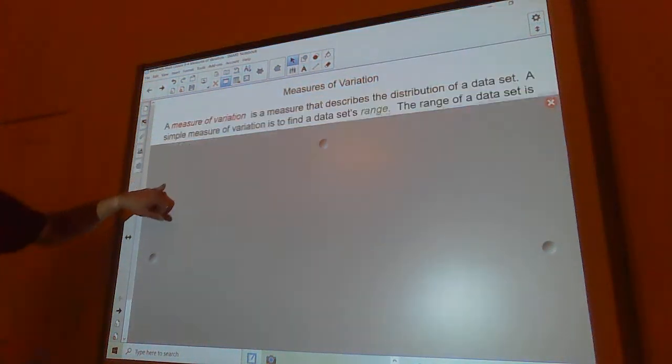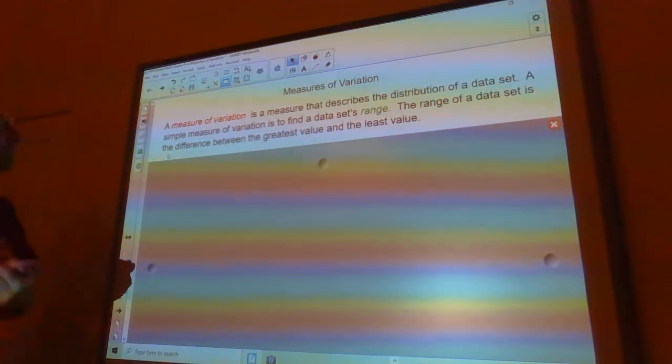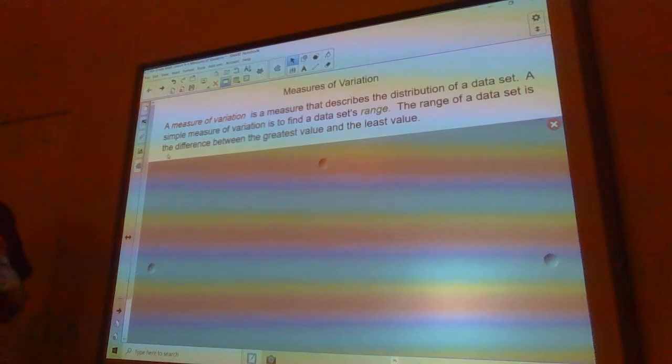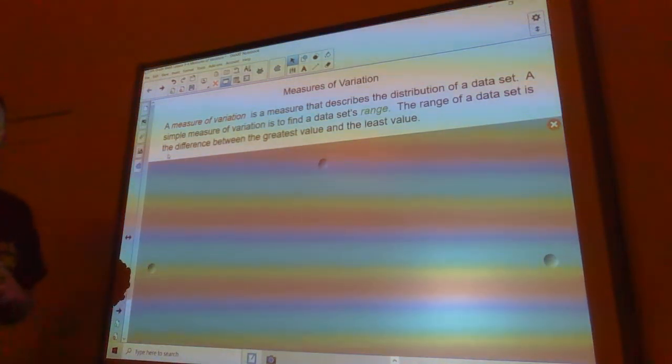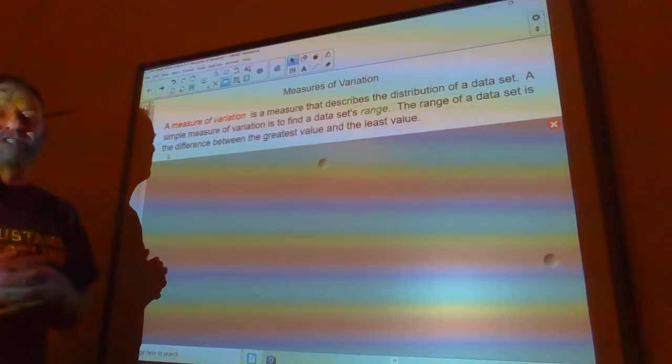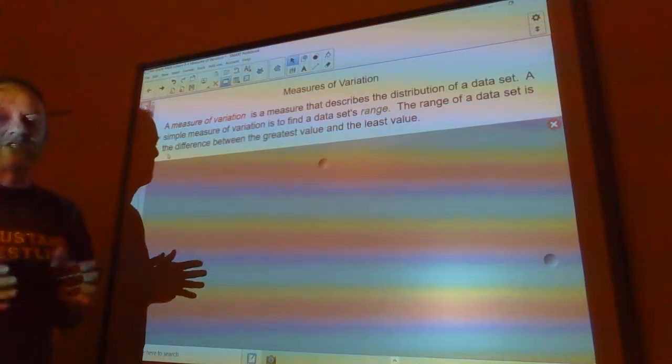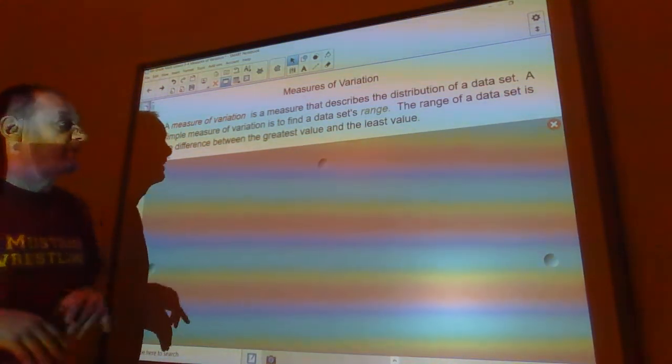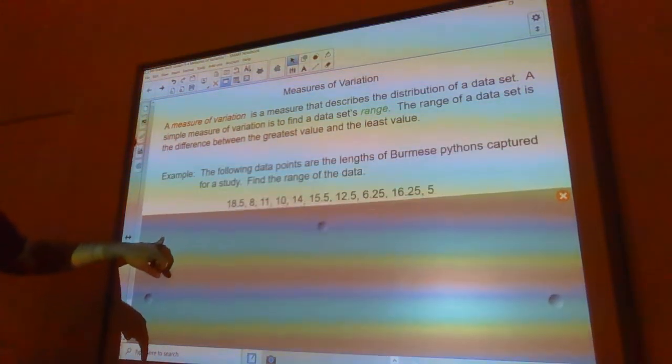Hello, everybody. Today we're going to talk about measures of variation. So, what's a measure of variation? A measure of variation is a measure that describes the distribution of a data set. Probably the simplest one to find is called a data set's range. The range of the data is just the difference between the greatest value and the least value.